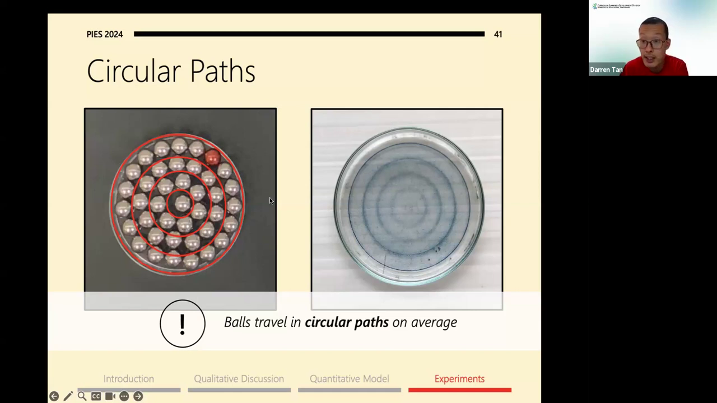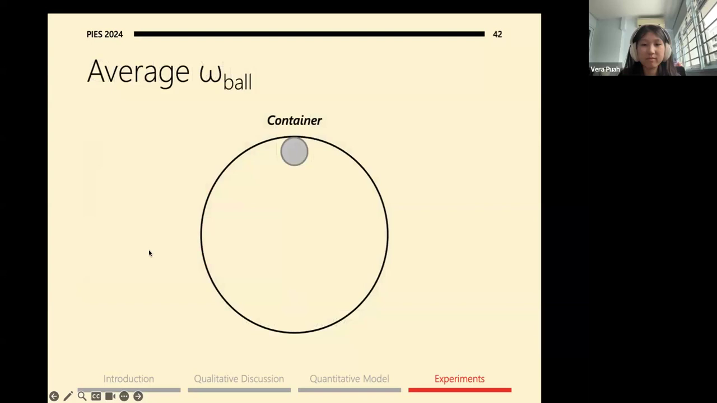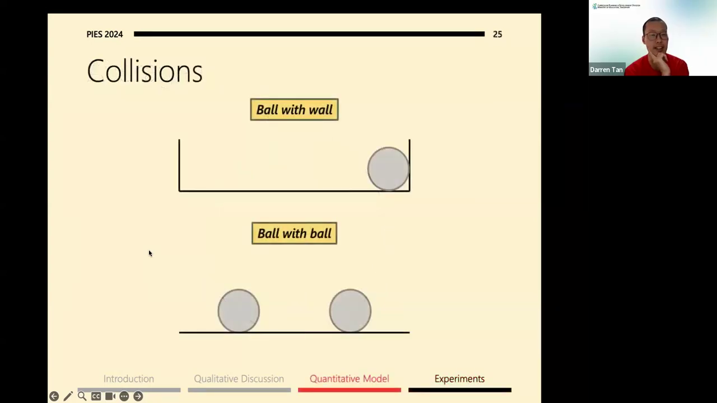She's asking about friction between the balls. Was it considered? So Vera, maybe you could go back to your equations and the models. I guess you probably considered almost everything.